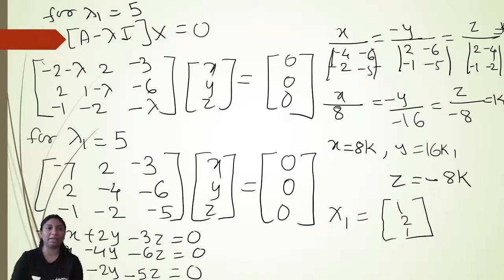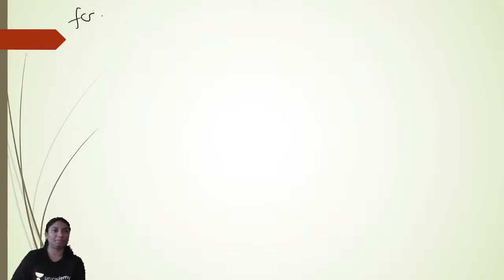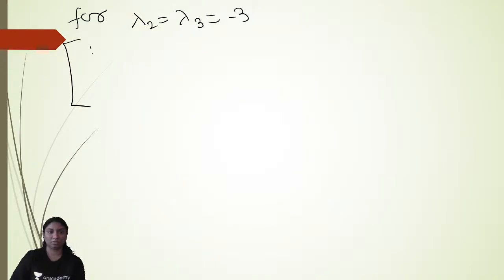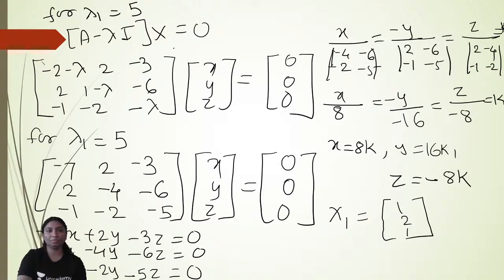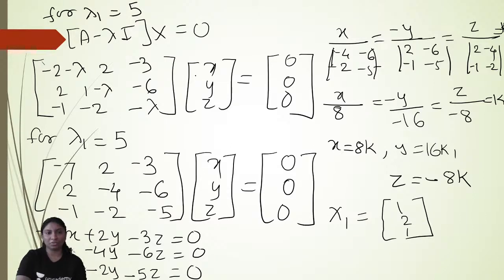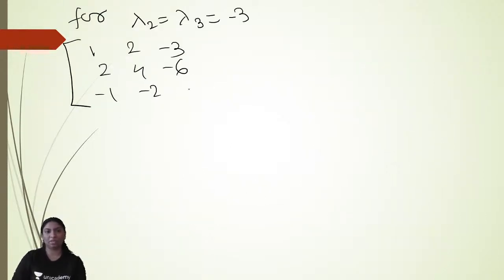Now this is a symmetric matrix. For lambda 2 is equal to lambda 3 is equal to minus 3, we will get the matrix: minus 2 minus of minus 3, so plus 1; plus 1, 2, minus 3; and 2, 4, minus 6; so next, minus 1, minus 2 and plus 3.